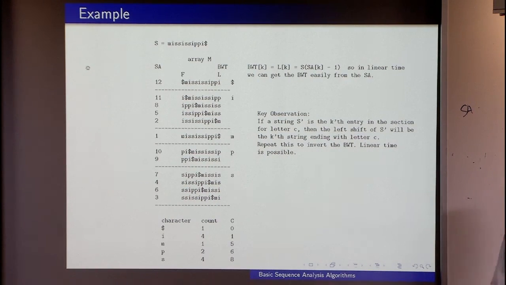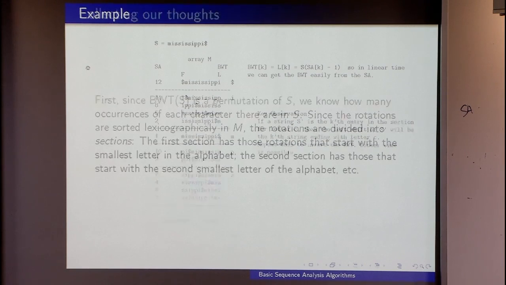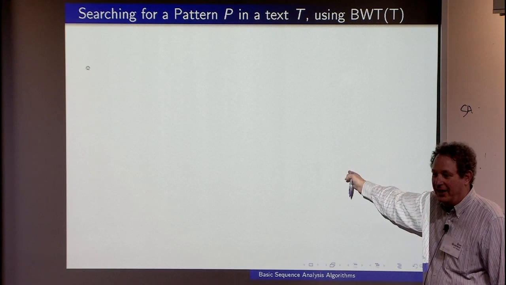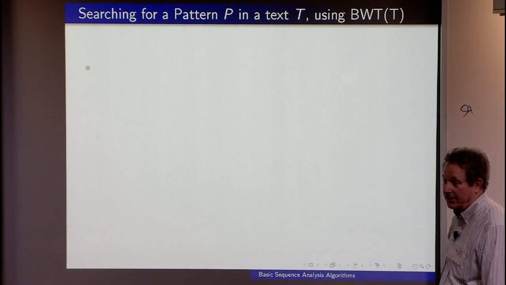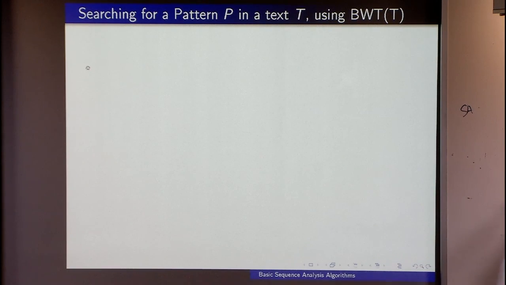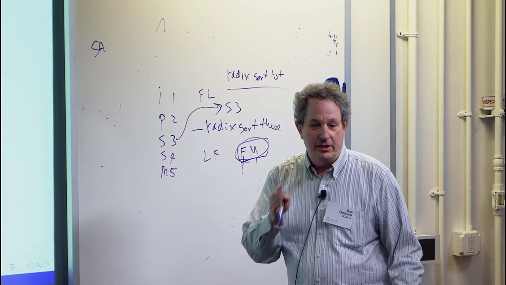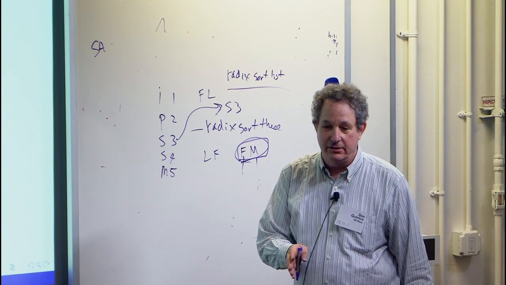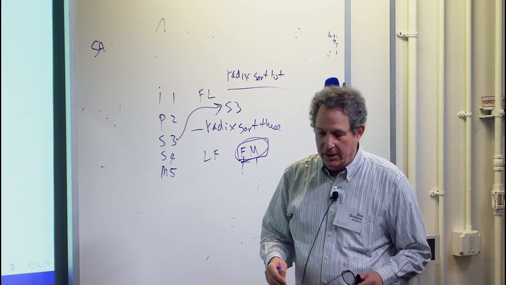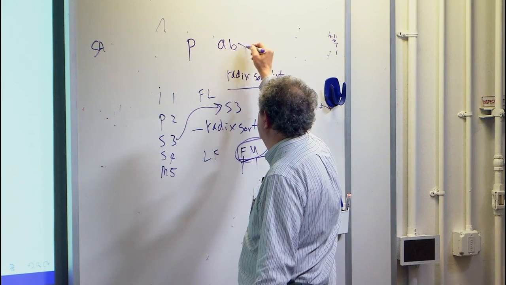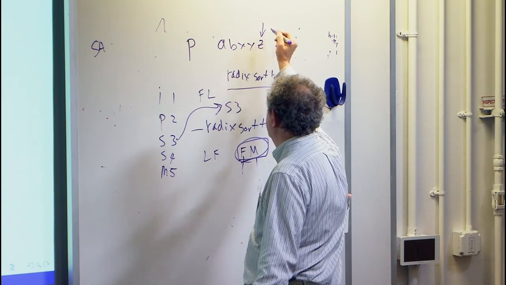Now, the key to searching, I've really run out of time, and this works out really well, because I ran out of time in my preparation too. So the key to how you search for a pattern in Burrows-Wheeler is just these pointers again. These pointers tell you everything. So the high-level idea is that you have a pattern P, which is A, B, X, Y, Z or something. You have a last character.